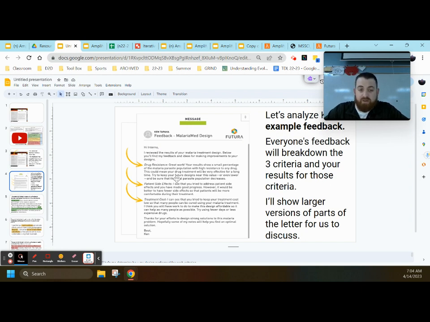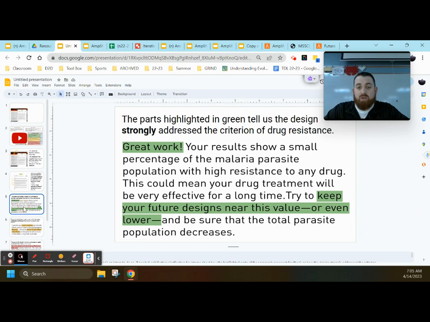Everyone's feedback will break down the 3 criteria based on the results that you gave Ken for those criteria. If you notice, there's drug resistance, patient side effects, and treatment costs. It doesn't say anything about the actual drugs, orders, dose, and days. It just says, here's my feedback on the results for those criteria. So let's take a larger version of these and break that down a little bit more.